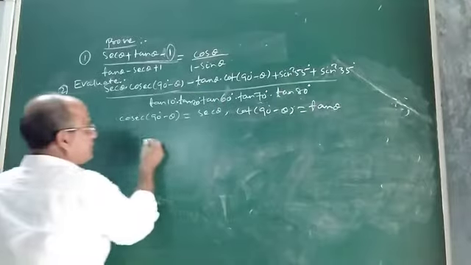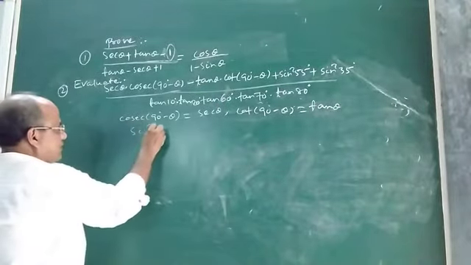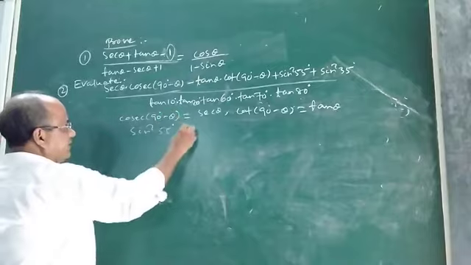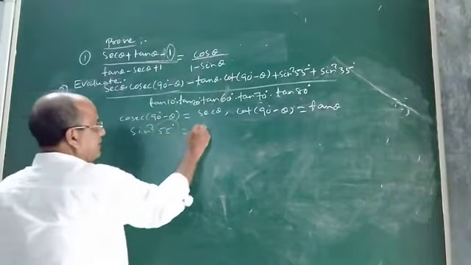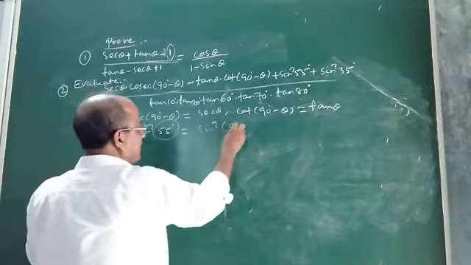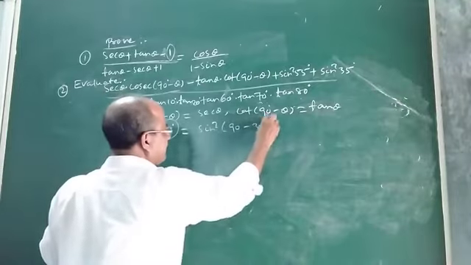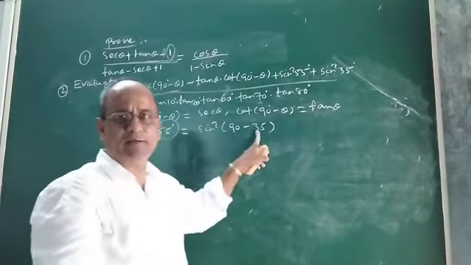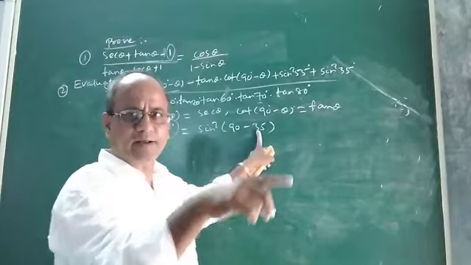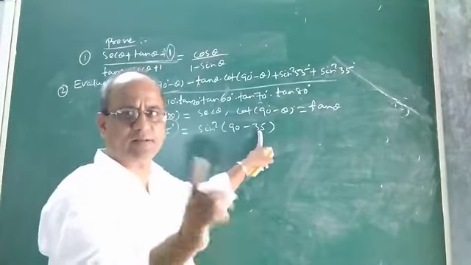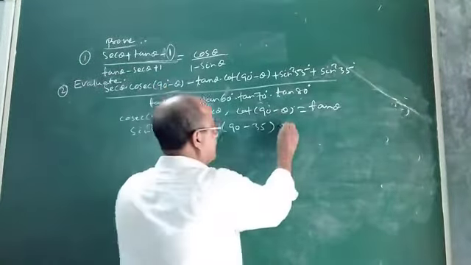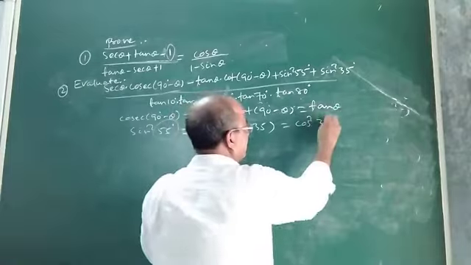Then you find sin square 55 degree. Now this 55 degree can be written as 90 minus 35. You see, sin square 90 minus theta. Sin 90 minus theta is cos theta. So sin square 90 minus theta will be cos square theta. That means it will be cos square 35 degree.